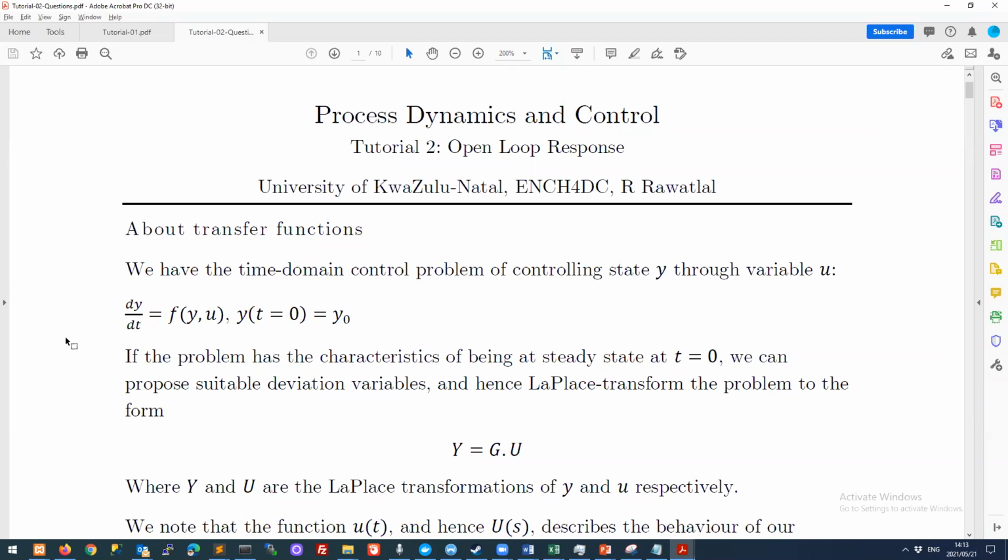So if we think back to the original statement of the problem, we have some process which is governed by some state equations. So you've got the rate of change of a state y being some function of the state itself and some manipulated variable, that variable u there. And then you've got some initial state. So hopefully from tutorial 1, you've got quite a lot of experience now in being able to translate this state equation into a transfer function like this.